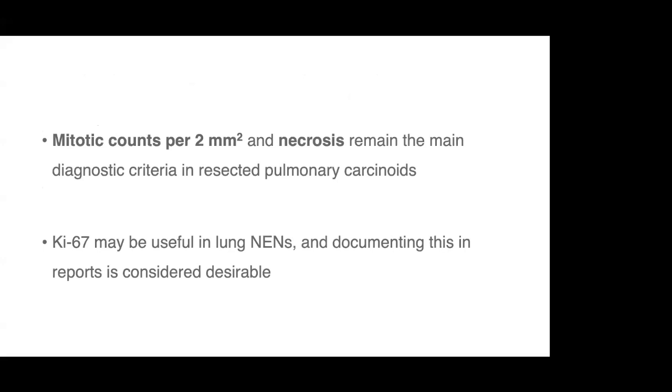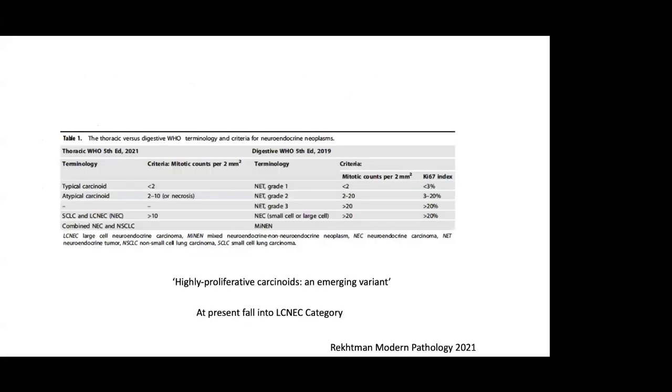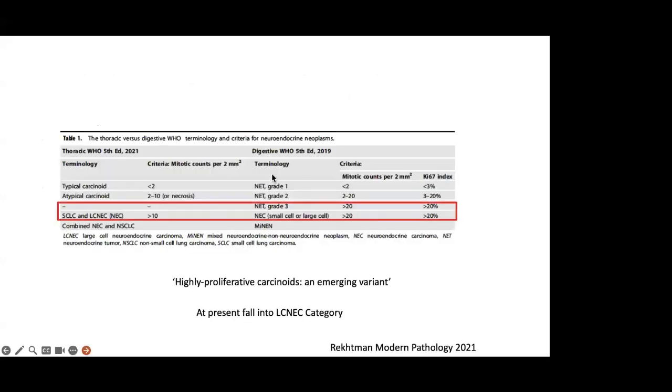And typical and atypical carcinoid diagnoses are to be made on resected specimens where we have to count mitotic figures. Ki-67 in thoracic tumors is still desirable. It's not essential, unlike GI carcinoids. So if you compare digestive neuroendocrine tumors and thoracic neuroendocrine tumors, we do not have grade 3.